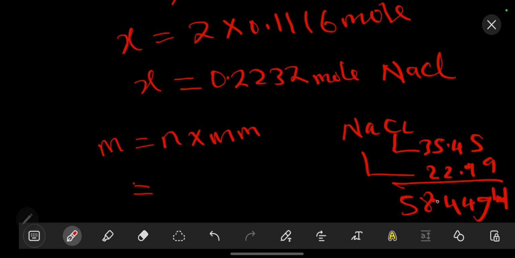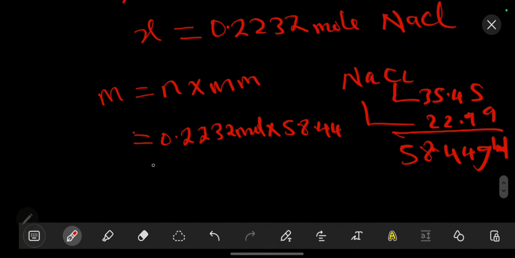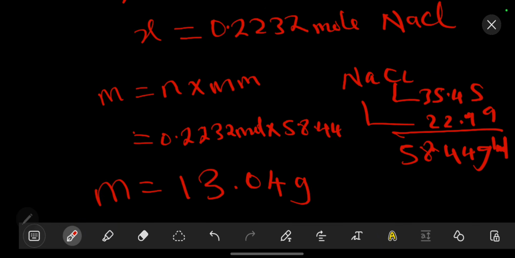So our number of moles is found to be 0.2232 moles. Then we are going to multiply by our 58.44 grams per mole. So when we multiply this, we are going to get a value expected to be 13.04 grams.